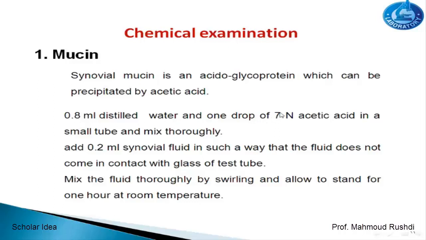1 drop of 7N acetic acid is added to 0.8 ml distilled water in a small tube and mixed thoroughly. Then 0.2 ml synovial fluid is added in such a way that the fluid doesn't come in contact with the glass of the test tube. Mix the fluid thoroughly by swirling and allow to stand for 1 hour at room temperature.